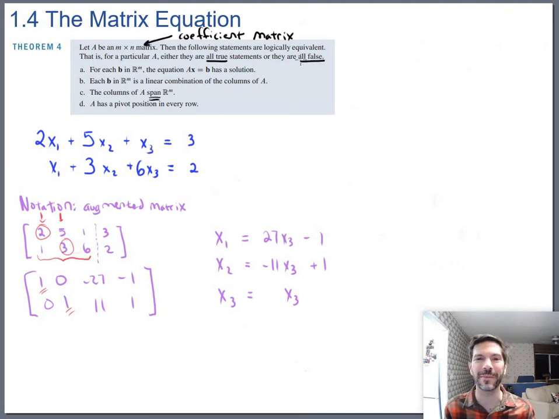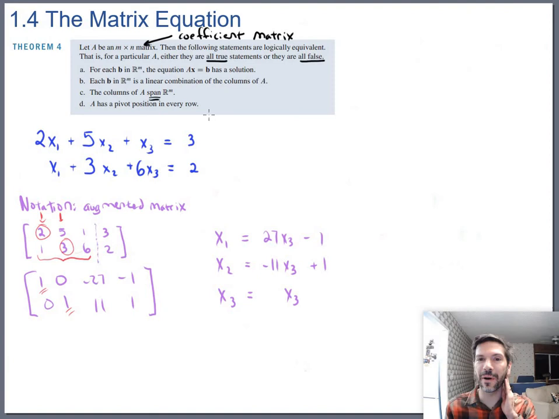And let's be careful about what that means. That means for a particular A, either all 4 of these statements are true, or all 4 of them are false. So if you find one of these to be false for a particular A matrix, then you know the other 3 are false as well.